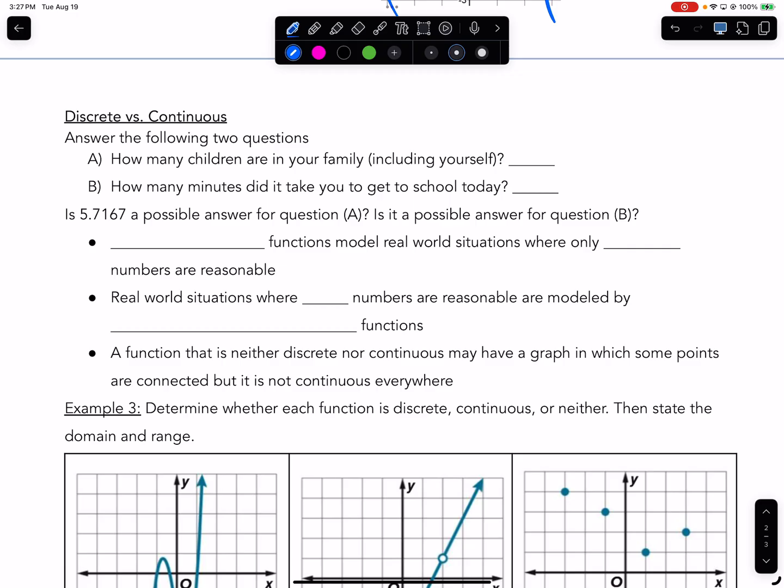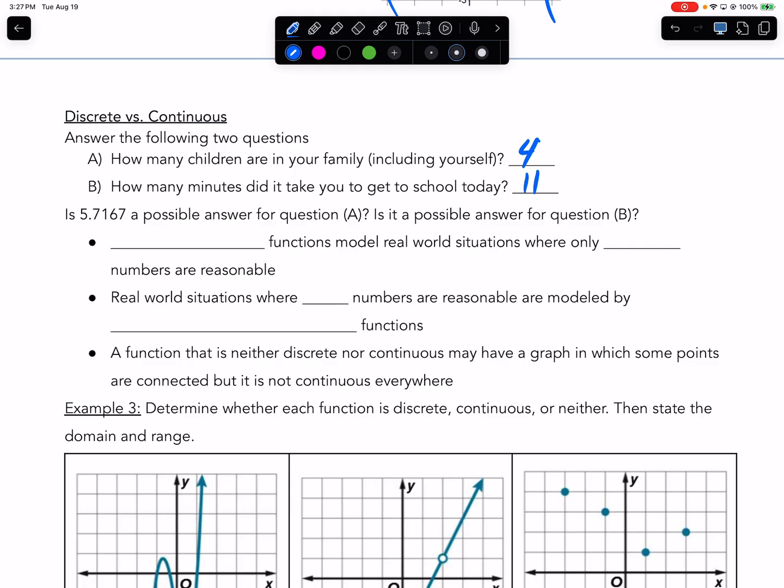Okay, so discrete versus continuous, next page. So we're going to learn the difference of those two words. You need to answer A and B for yourself. I'm going to put answers relevant to me and my family, and me and my commute to work, your commute to school. So I have 4 children in my family, and it took me 11 minutes riding my bike to get to school. Okay? You do that for yourself.